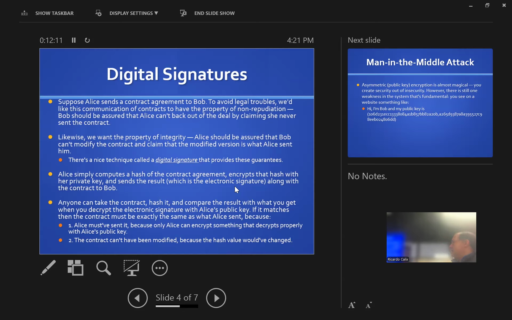So anyone can take the contract in this scenario, hash it, and compare the result with what you get when you decrypt the electronic signature with Alice's public key. Do you guys see that? So that digital signature that was generated via the private key of Alice can now be decrypted with the public key of Alice. Everyone can do that. And then that gives you what? The original hash value. So now you just take the file, hash it. If it hasn't been modified, those two things should match, and that's it.